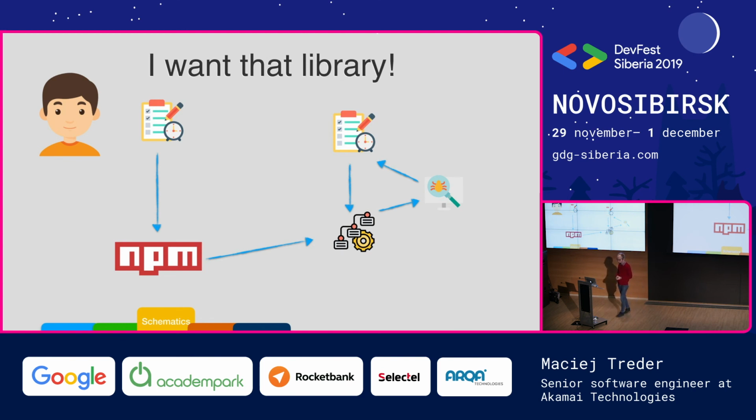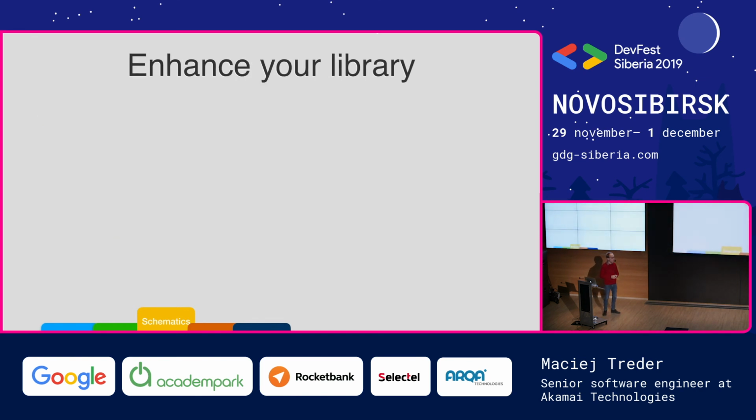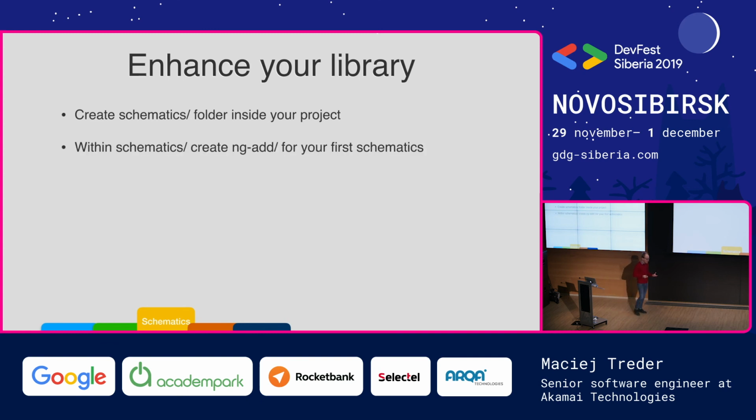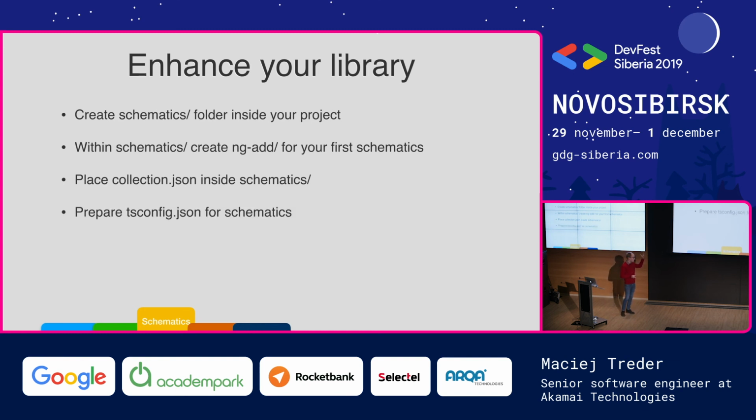So we are still with that guy who wants to use the library. How can you enhance your existing library with schematics? So of course you need to create some data structure. You need to have the schematics folder. Inside of that you should add the ng-add folder and place the collection.json inside. Of course this catalog structure is just proposed by me. You can create it whatever you like on your end.